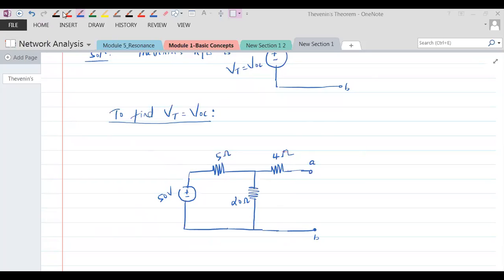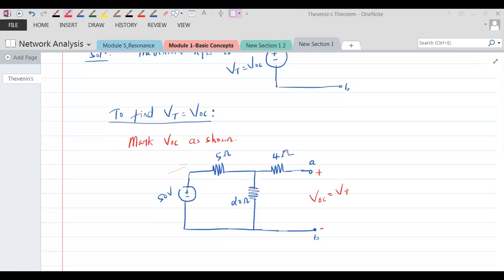So what we need to do here is we are finding out VOC, right? What is VOC? VOC is the open circuit voltage. So first thing, mark VOC as shown, because that is what we are trying to find out. This VOC itself is your Thevenin's voltage. So now here you can find out VOC by mesh analysis or node analysis.